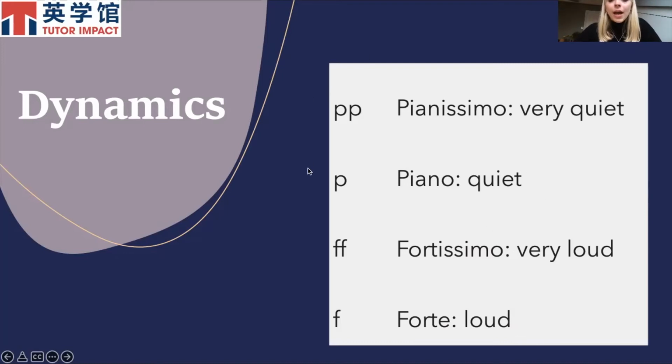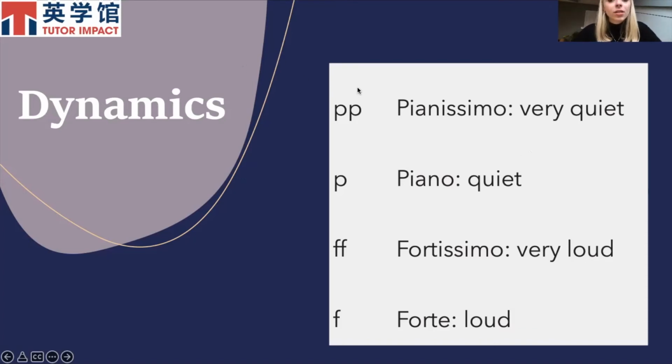Now here you can see we have 4 different words that can be used to describe the dynamics. So we start with pianissimo, which is very quiet. So if you see this, it indicates that you need to play the piece very quietly. We then have piano, which is a bit louder, but still quite quiet. So pianissimo is probably very soft, very quiet, whereas piano is just more of a quiet sound.